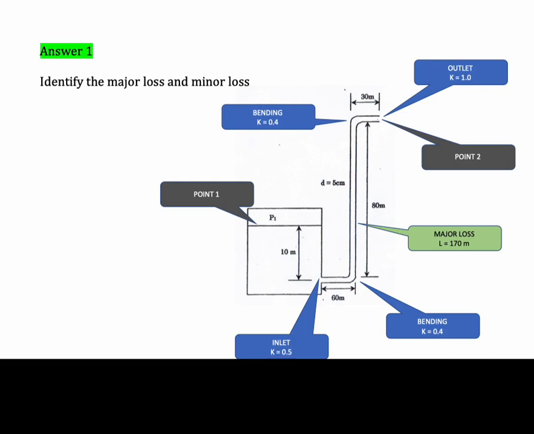So to answer this question, what you need to do is you need to evaluate the diagram first. So first, we need to identify the major loss and the minor loss. So for example, we have this one. We assume that the streamline or the Bernoulli equation can be calculated from this point until this point. So this is point number 1 and this is point number 2 for our Bernoulli equation.